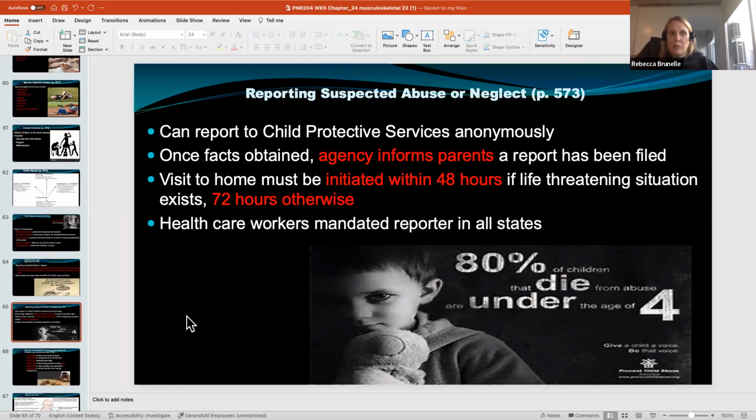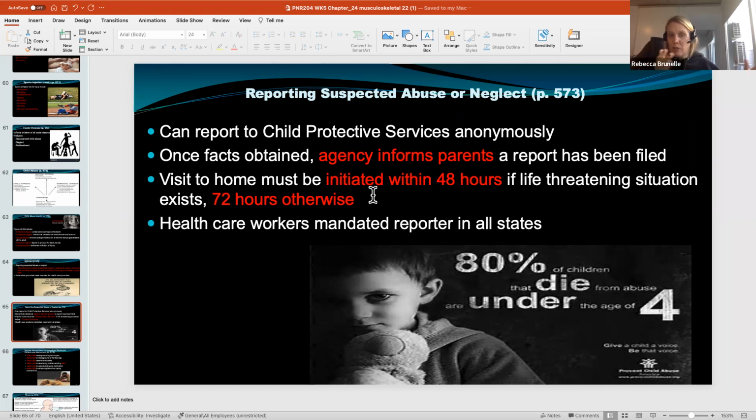So, know your specific state rules, know what your hospital policies are. If you report them to an agency, you should tell the parents. And then, depending on the state, a home visit should be initiated within 48 hours if the situation is potentially life-threatening, and 72 hours otherwise.